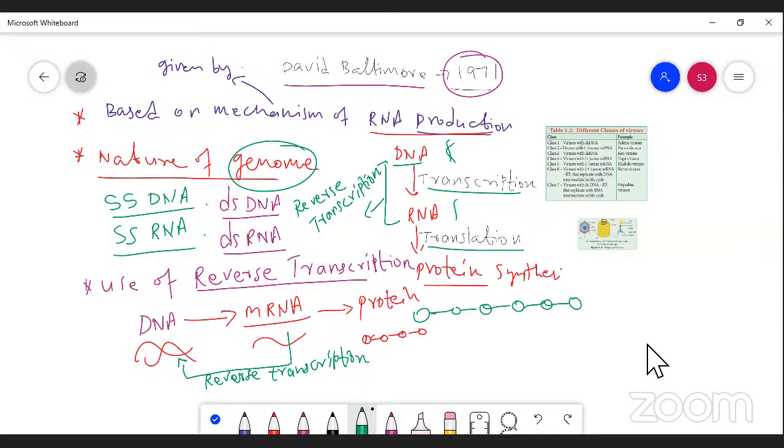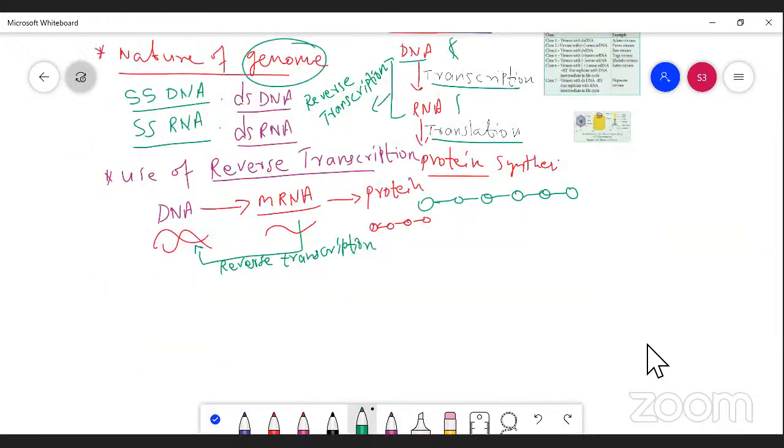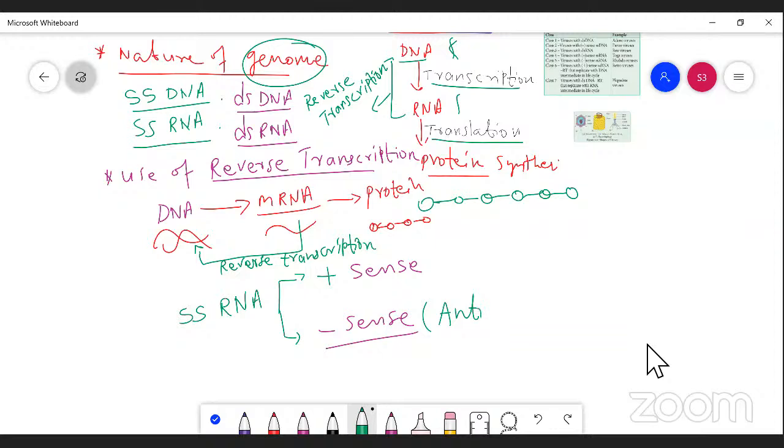The next one is how these are formed. These reverse transcriptions are formed in a single strand of RNA. A single strand of RNA may be produced in two types of RNA structures. The first one is the positive sense of RNA, or the negative sense of RNA. The negative sense of RNA is also called antisense. So what do we mean by antisense?